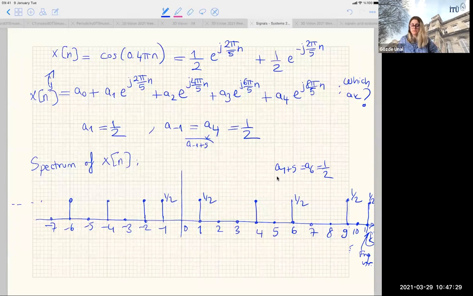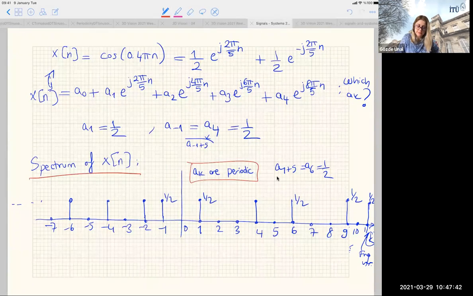You can just check this. The ak being periodic is the keyword here. This is what we're looking at, the spectrum of x of n. So looking at n of these ak is enough, since they are periodic.